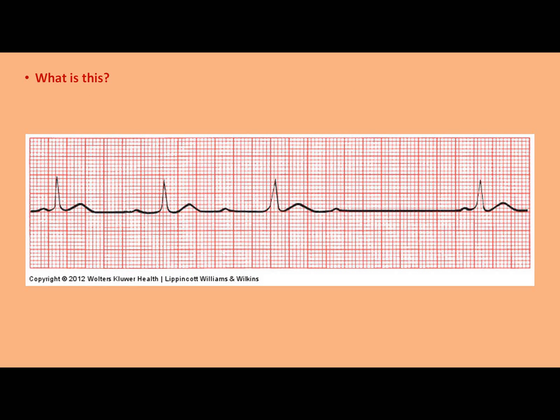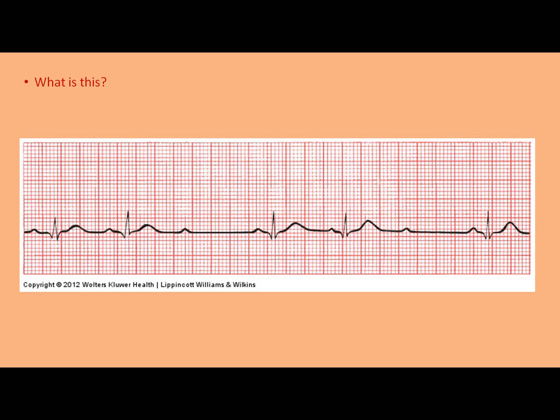But what is this one here? Here's a PR that is longer than this one. The PR is now much longer, and here's a drop after this one. This is Wenckebach, Mobitz type 1. So the PR interval gets longer and longer, and then finally after a P, no QRS. And this whole thing starts all over again, another cycle.